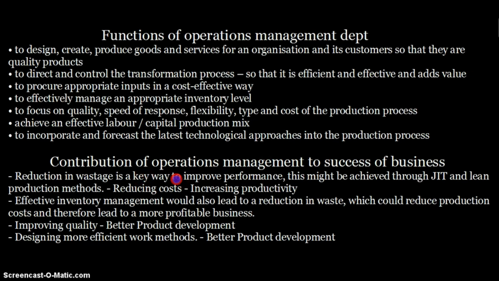If you can manage your inventory level appropriately and effectively, then there will be a reduction in waste, which improves performance. And how can you have an appropriate inventory level? You can do it through the JIT system or lean production methods. Overall, reduction in wastage means that you are reducing your costs and increasing your productivity. That is your efficiency. Effective inventory management will also lead to a reduction in waste, which will reduce production costs and therefore lead to a more profitable business.